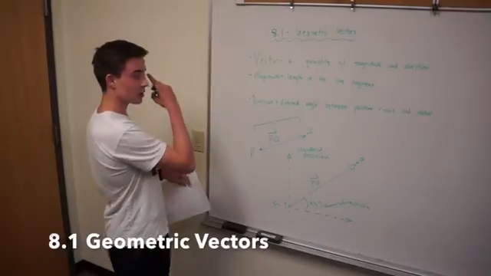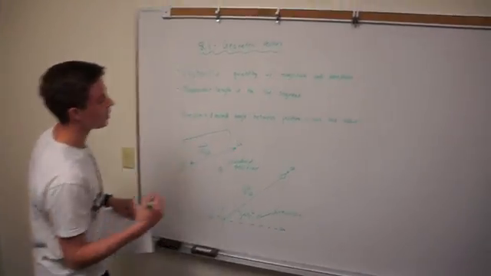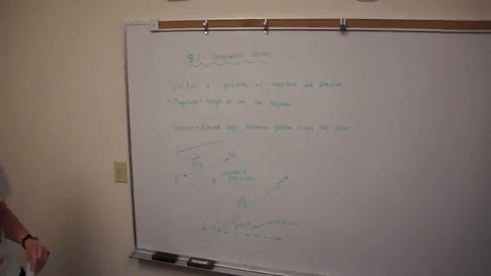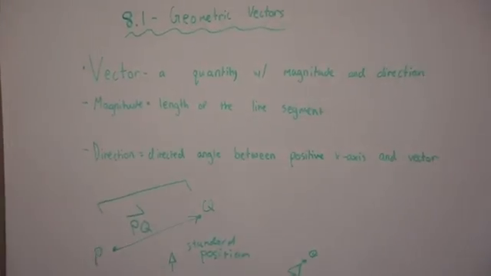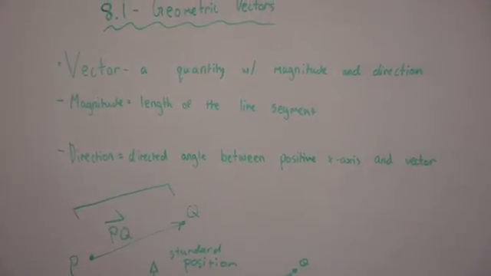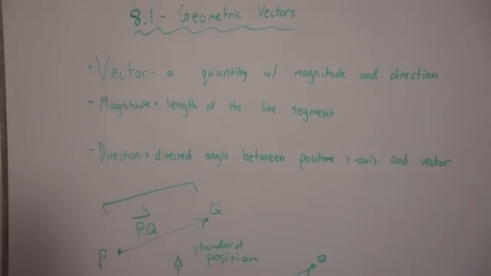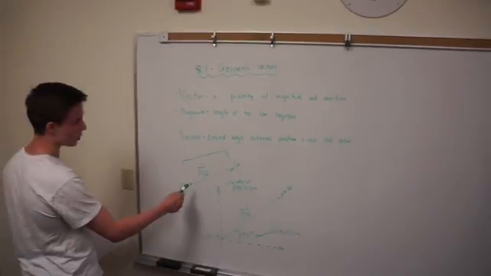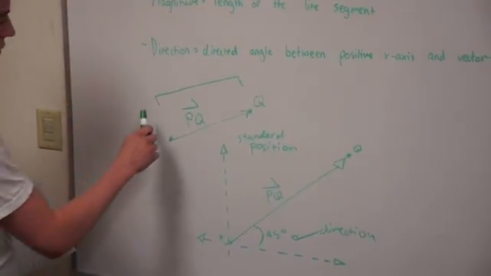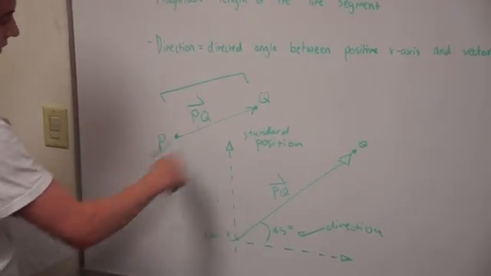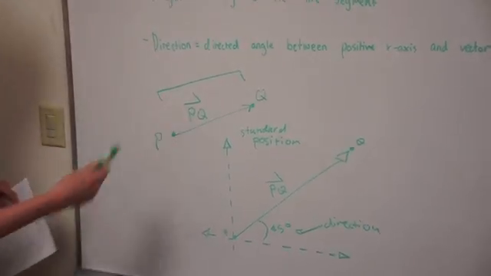8.1 geometric vectors. A vector is basically any quantity with magnitude and direction. The magnitude is essentially the length of the line segment, and the direction is the directed angle between the positive x-axis and the vector. So if you have a vector like this, PQ, the magnitude will be from here to here, essentially the length, and it will be denoted like that.